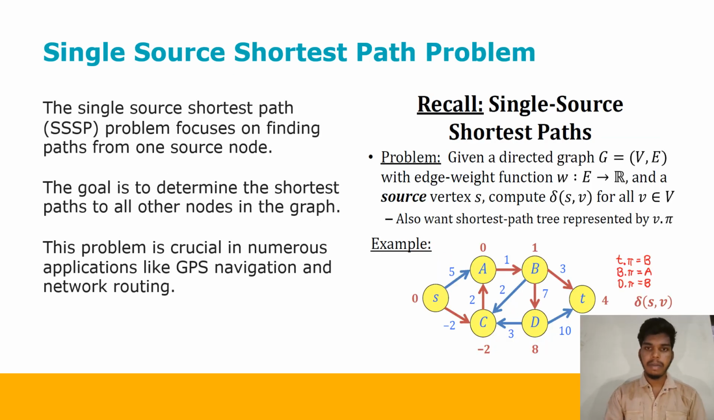Single source shortest path problem. The single source shortest path problem focuses on finding paths from one source node. The goal is to determine the shortest path to all other nodes in the graph. This problem is crucial in numerous applications like GPS navigation and network routing.